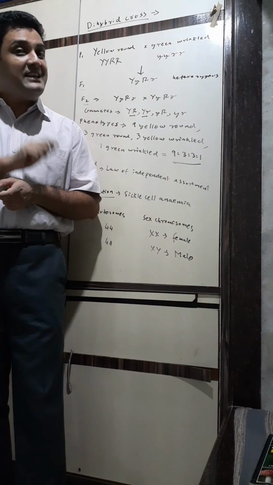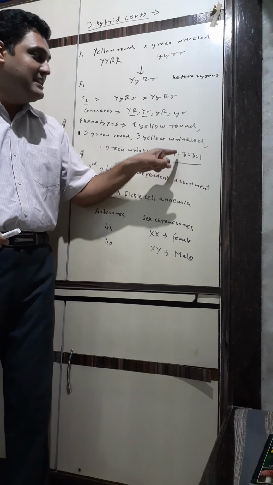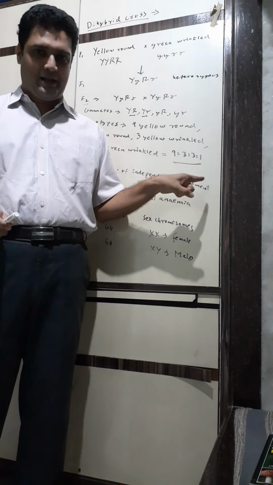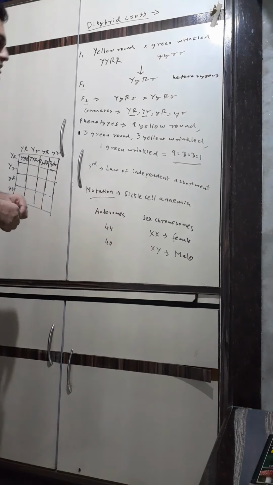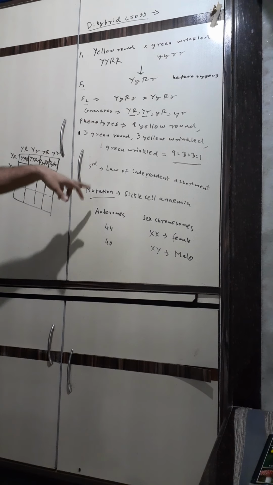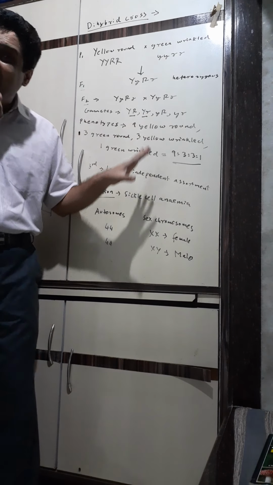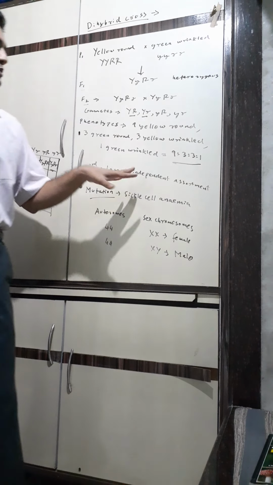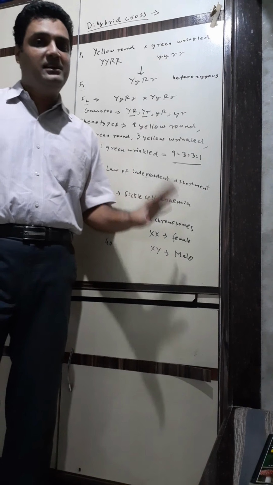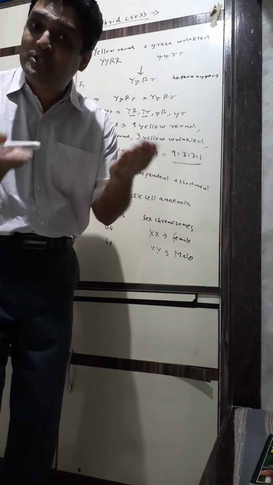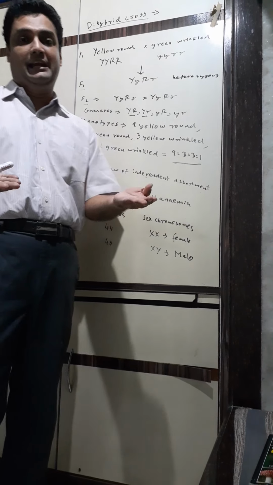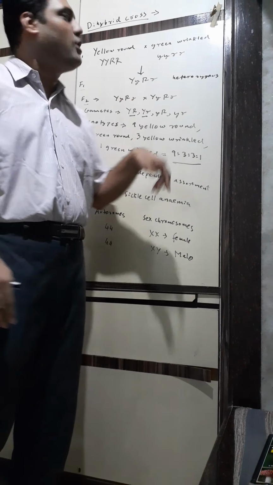The phenotypic ratio he got was 3:1. Here he is getting 9:3:3:1. And the third law is the law of independent assortment. Only in a dihybrid cross will you get the law of independent assortment. The characters are assorting themselves independently, irrespective of the previous combination of the parents.